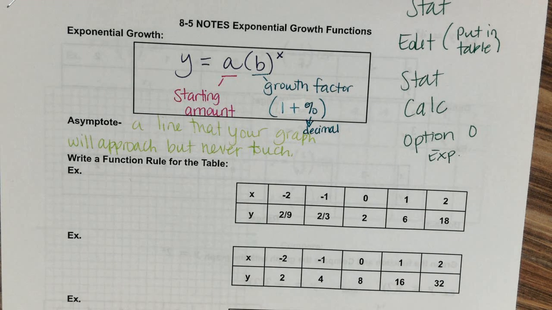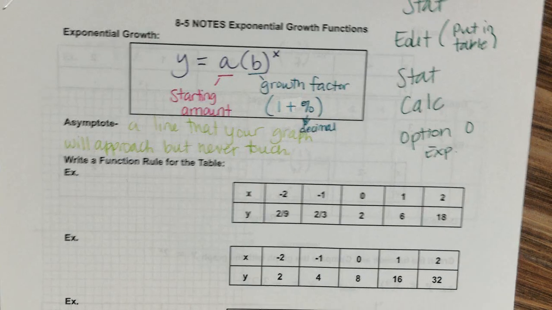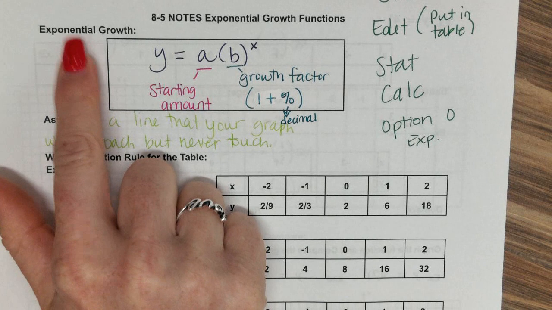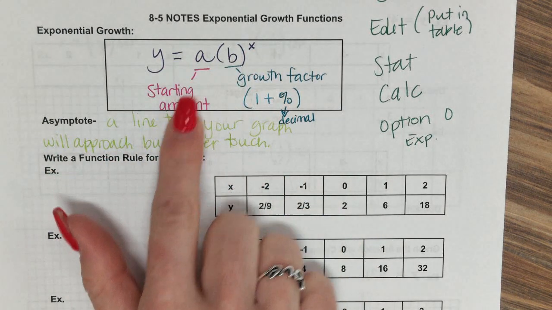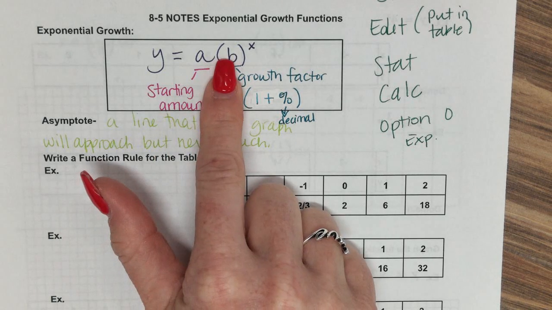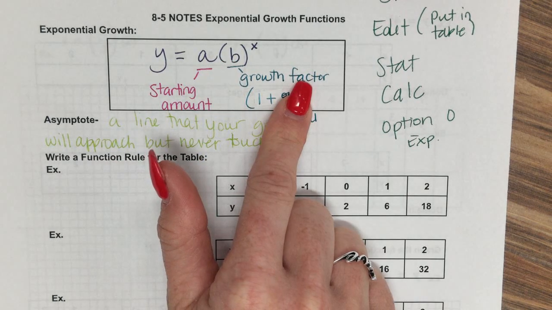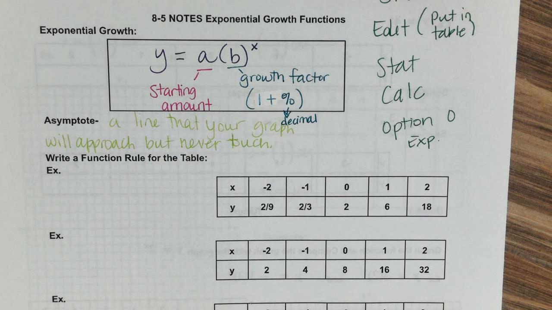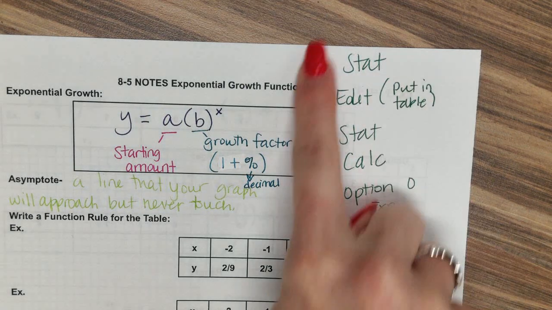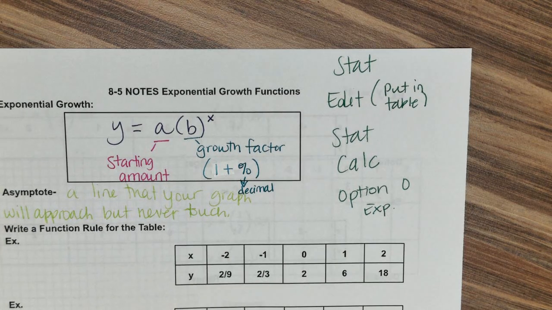All right, so moving on. Let's go over what we just learned. The equation for an exponential function is y equals a times b to the x power, where the first number is the starting amount. The number in parentheses is the growth factor. To find the growth factor, you do 1 plus the percent, but after it's changed to a decimal. To write an equation, just use stat and option 0.